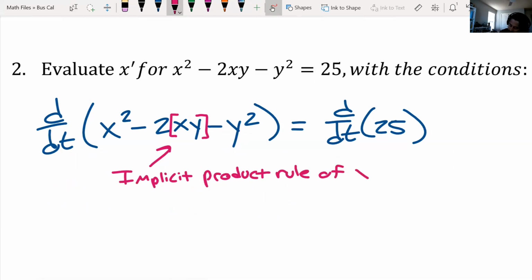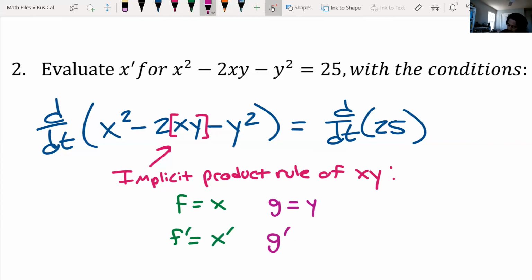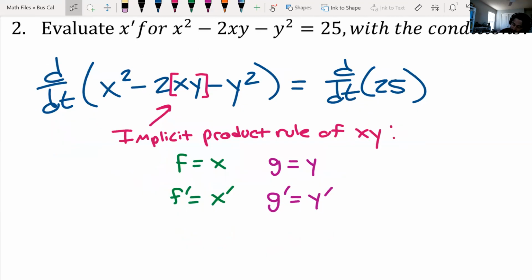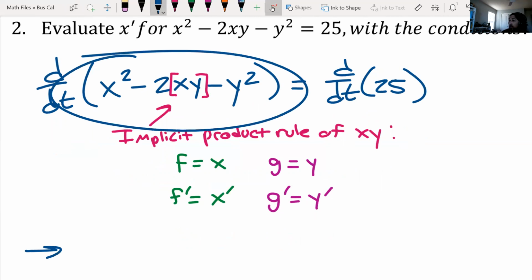And I'll say of x times y. Okay, so like before, f will be x and g will be y. And now we are taking the implicit derivatives of both of these functions with respect to time. So this means that f prime will be x prime and g prime will be y prime.